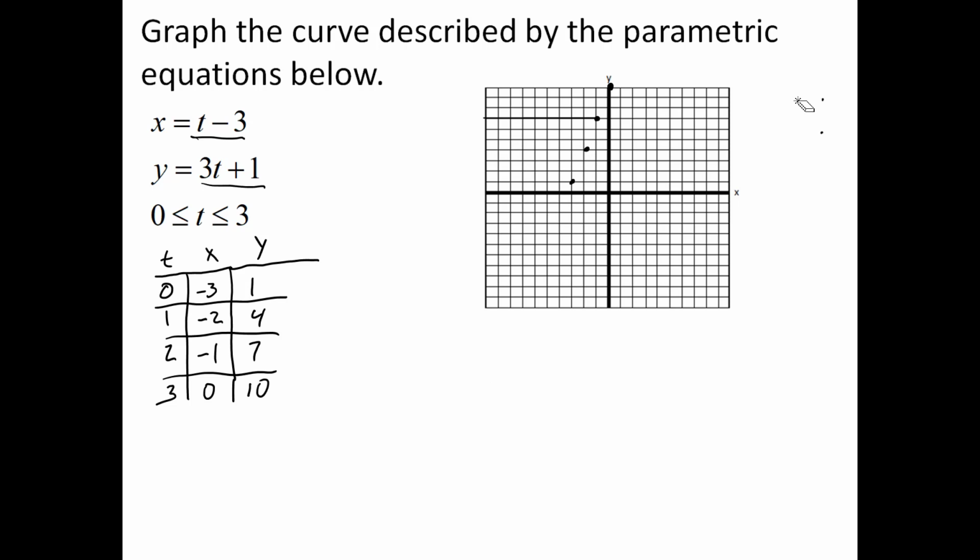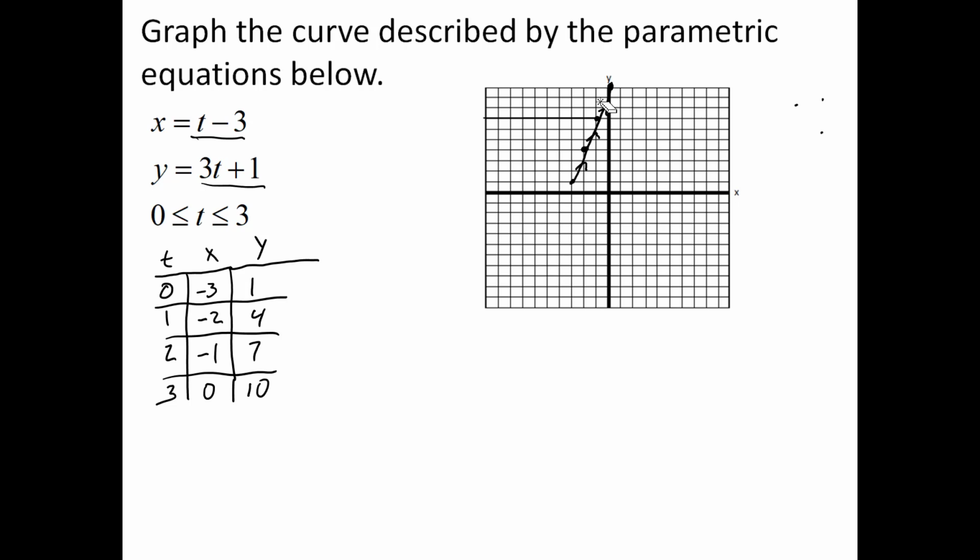For some reason, this was only defined for the interval from 0 to 3, so we start here and end here. The graph is a line, and the arrows indicate the direction. One of the nice things about parametric equations is not only do you have the points, you're also able to give this a direction. Your graph started at the point negative 3, 1 and ended over here at the point 0, 10. And that is the entire graph.